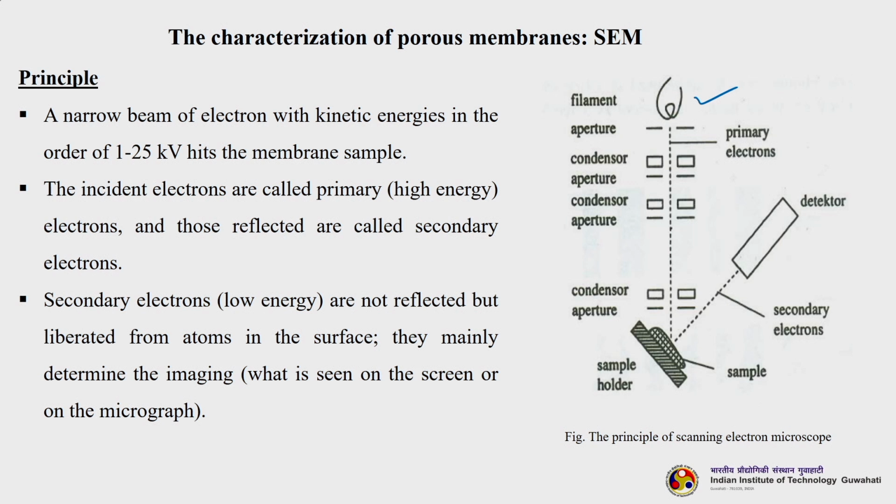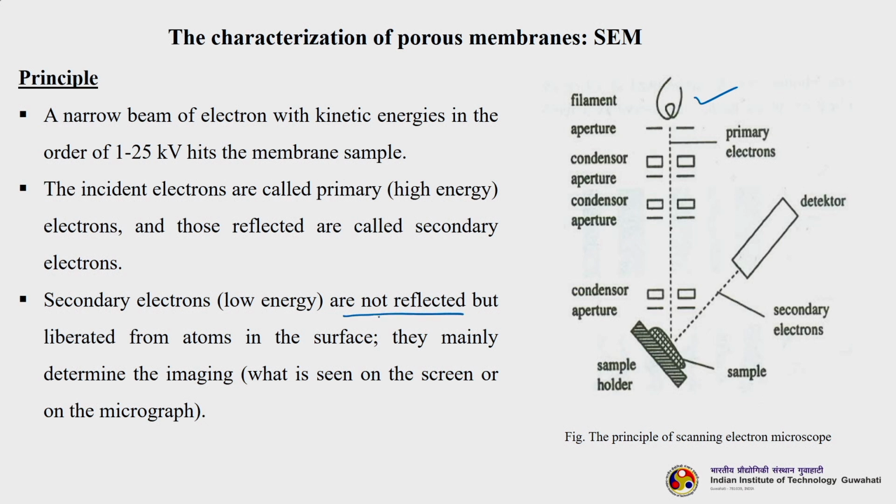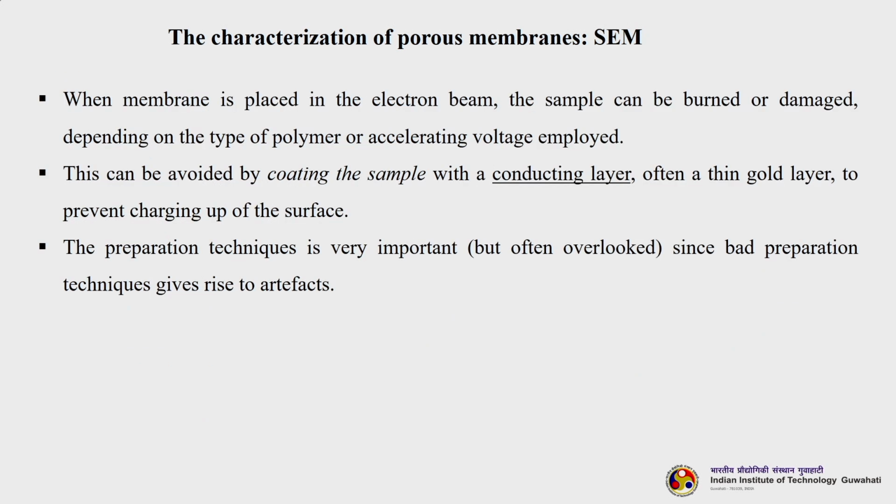The incident electrons, which are called primary electrons, have high energy, and those that are reflected are called backscattered electrons. The secondary electrons, having low energy, are not reflected but liberated from the atoms in the surface. We need to understand that the secondary electrons are not reflected; they are liberated from atoms in the surface. So, they mainly determine the imaging, what is seen on the screen or on the micrograph. When the membrane is placed in the electron beam, the sample can be burned or damaged depending on the type of polymer or accelerating voltage employed.